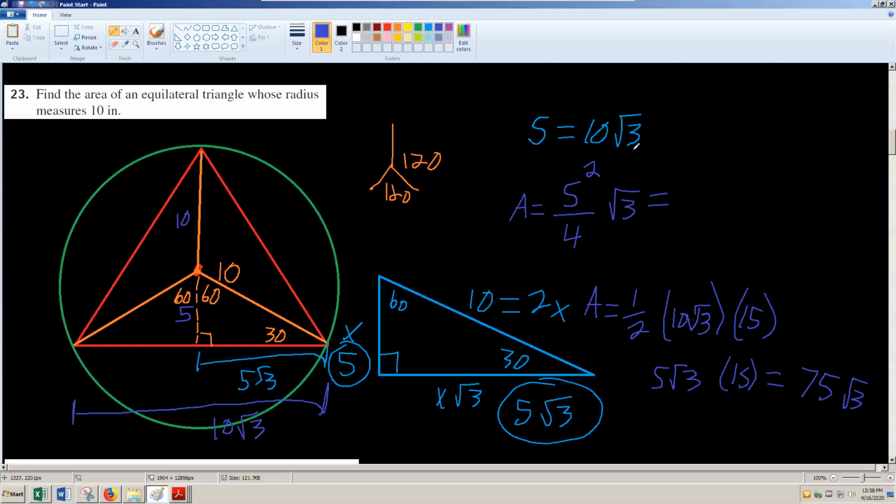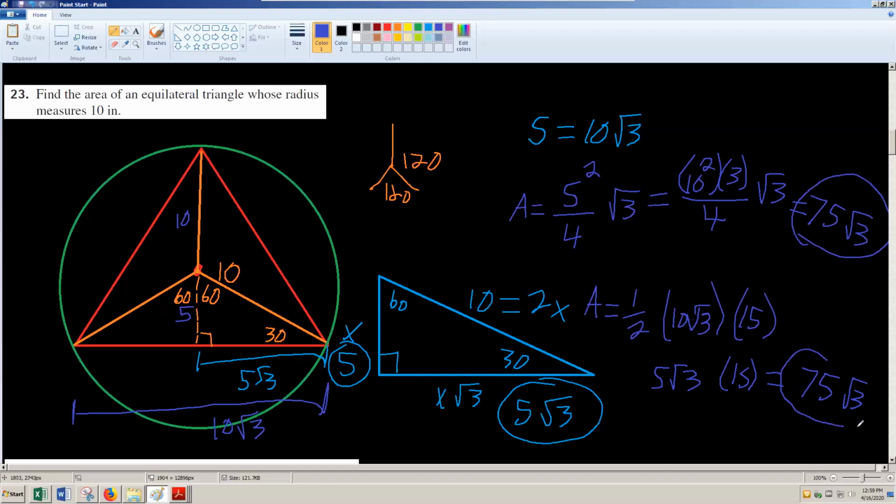If I want to do it on top here, when I take 10 root 3 and I square it, I get 10 squared times 3, all divided by 4, times my root 3. 10 squared is 100, divided by 4 is 25, times 3 is 75, and then my square root 3 just riding along. So again, either way you do it, you end up at the same spot. You could do Heron's formula if you're a madman and you really want to go that route, but I wouldn't recommend it. Any questions on this one? Those would be the two major ways I would say most people would solve it.